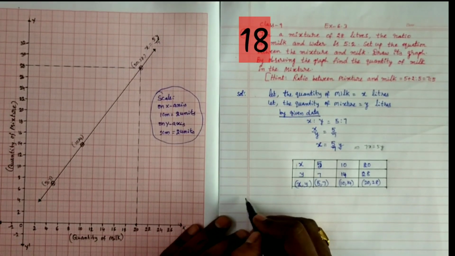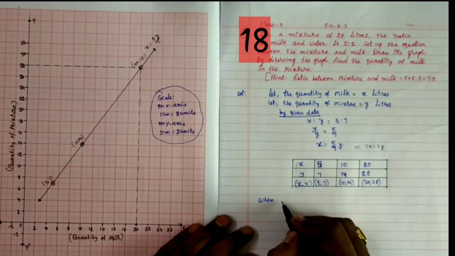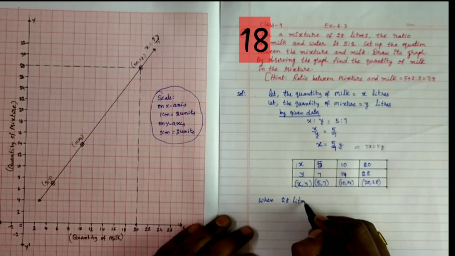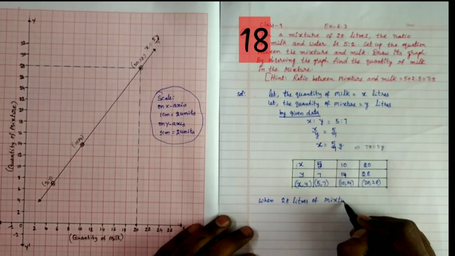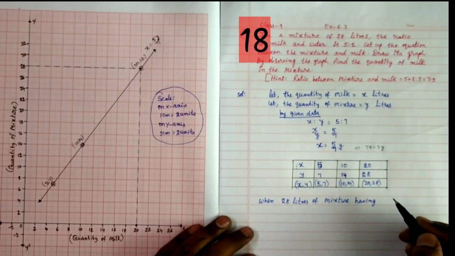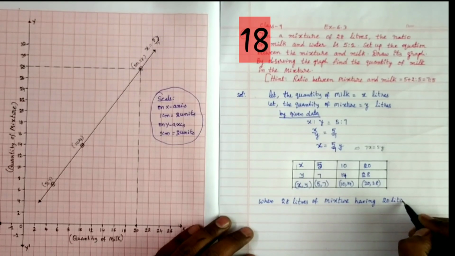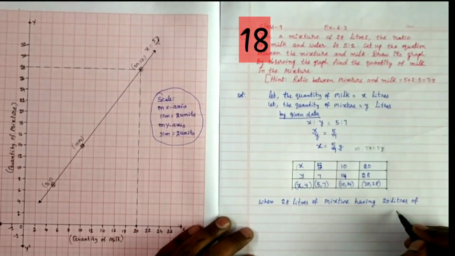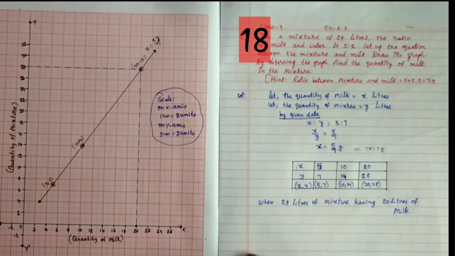So when 28 liters of mixture having 20 liters of milk, so finally this graph is finished.